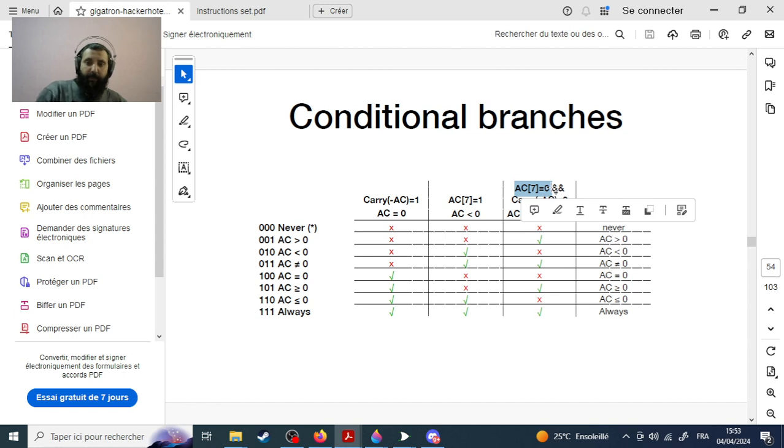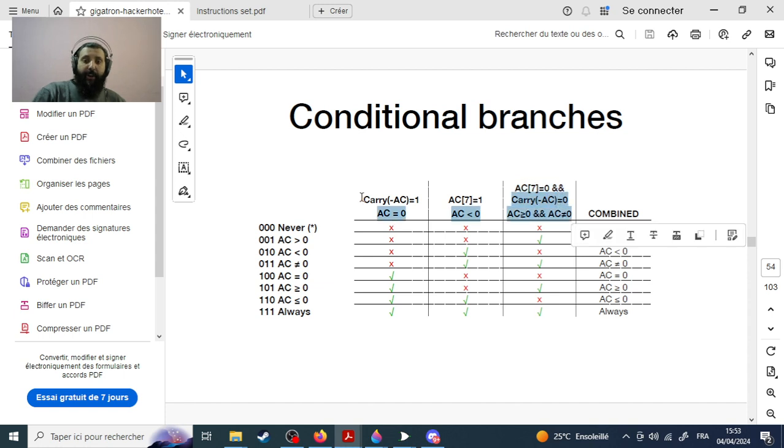Should I repeat? We have two conditions. We have this condition or this condition. We have the last column or the first column. The first column detects if the value is equal to zero. If it's equal to zero, it means that IC is greater or equal. And the last column detects if it's greater. To verify if it's greater, we have these two conditions: the sign bit should be zero, and the carry bit should be zero. The two should be zero.